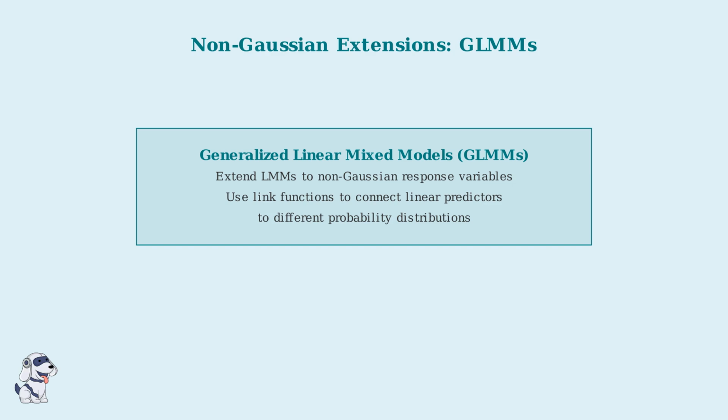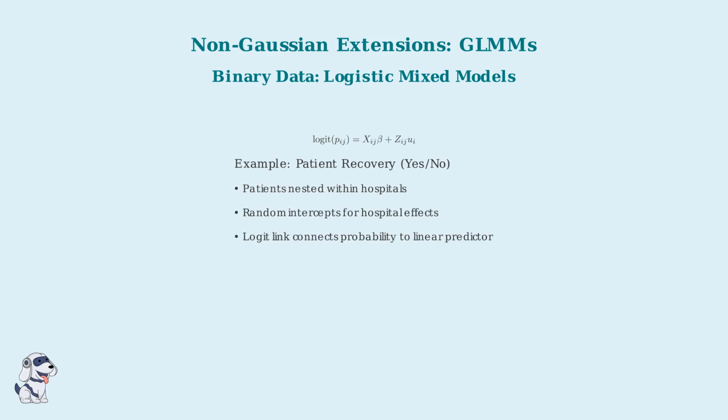For binary outcomes like patient recovery, we use logistic mixed models. The logit link function connects the probability of success to the linear predictor, while random effects account for clustering within hospitals or other grouping factors.